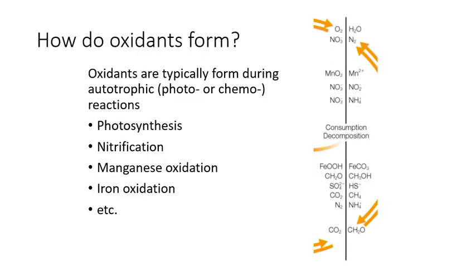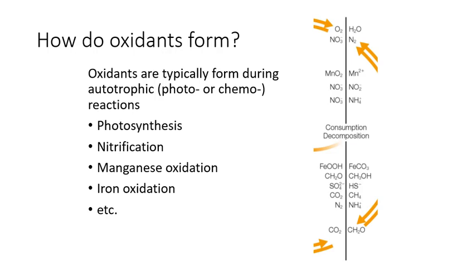So you might be wondering how some of these other oxidants form. We know that oxygen is produced via oxygenic photosynthesis, and it's our top choice for oxidants, but there's a lot of other potential oxidants. Nitrate, oxidized manganese, oxidized iron, they can all serve as oxidants. So other oxidants form via other types of autotrophic reactions.